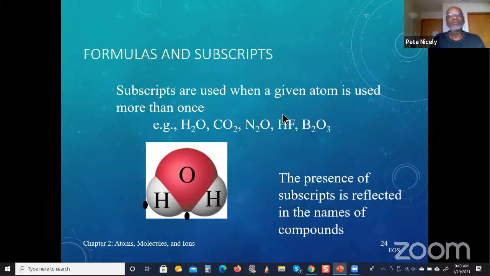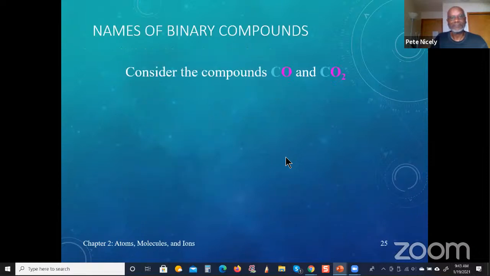So then we get to a question of how do we name these compounds? Well, what you're going to find is that when it comes to binary molecular compounds, you not only indicate the type of each element that is present, but you also have to indicate the number of atoms of each element that is present per molecule. And we're going to see how that is reflected in the names of these compounds.